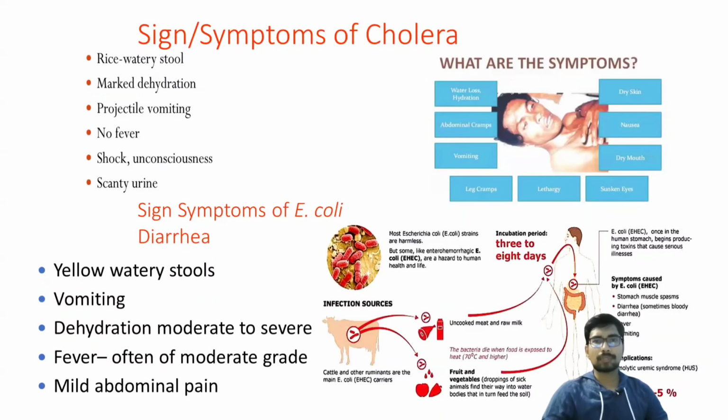So what are the symptoms of cholera? Rice watery stools, marked dehydration, but no fever, with projectile vomiting. The patient may become shocked or unconscious. Symptoms of E. coli: yellow watery stools with vomiting and dehydration, moderate to severe fever, and mild abdominal pain.